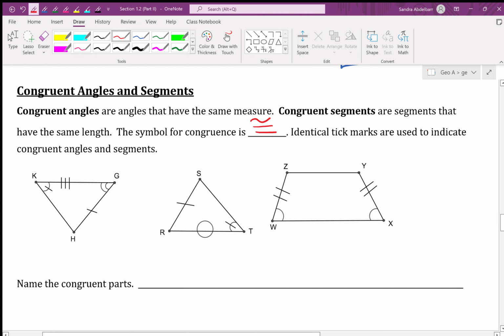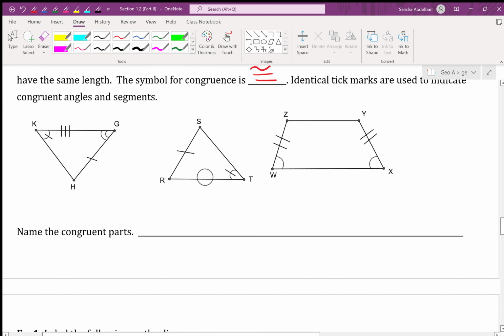Wait, but then what's the difference between equal and congruent? So we will still use equal, like if an angle is equal to 50 degrees, we're going to say that angle equals 50. The measure of that angle equals 50. We'll use the equal symbol for that. But if I were to say two angles have the same measure, I would say angle A congruent angle B. Oh. So it's basically saying two things are the same versus saying something is equal to something else or equal to some number.